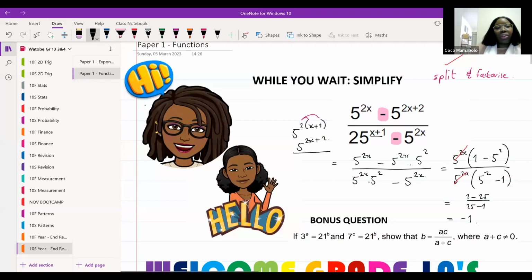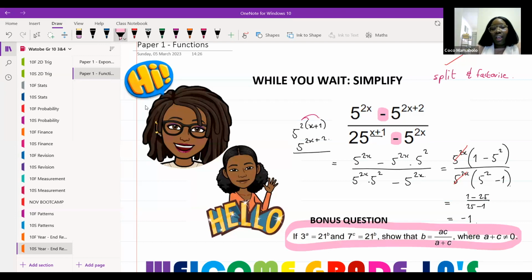Okay, here's a bonus question. This comes from one of our kids' exams. Okay, have a look at it. While I wait for Tarika to ask me her question, there it is. I want you guys to have a look. Have a look at it and tell me what you think.